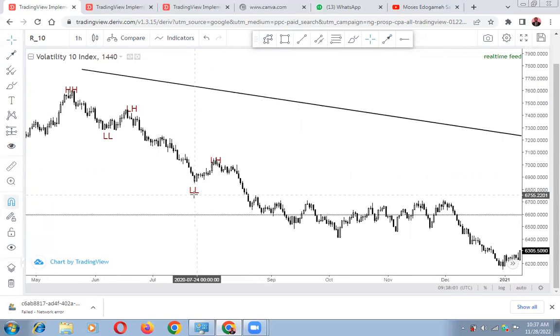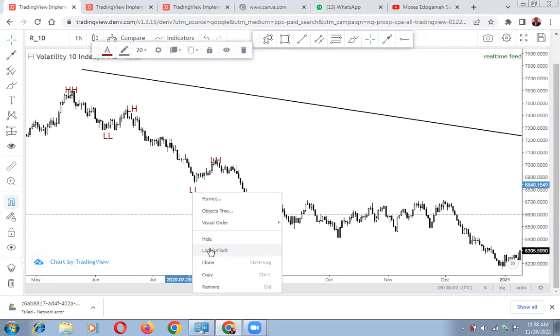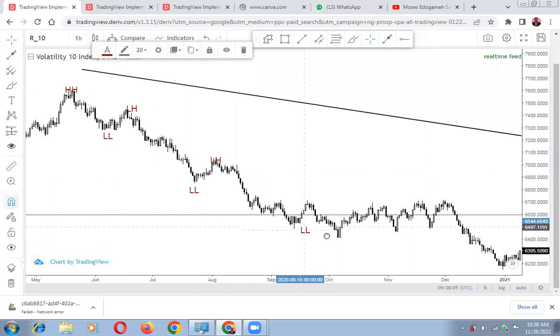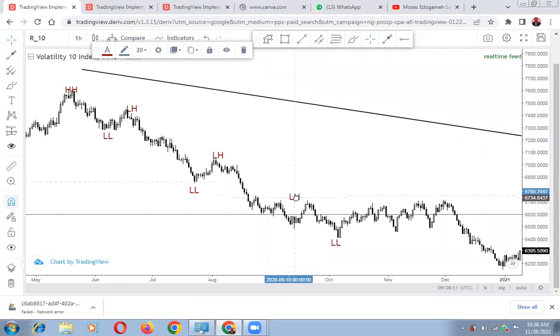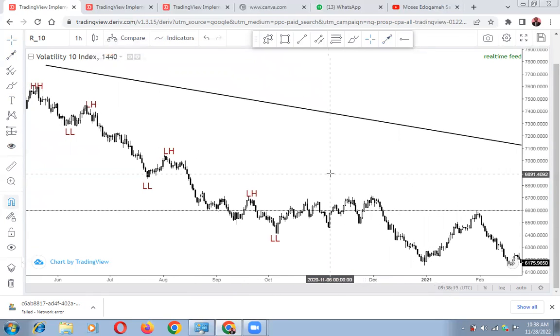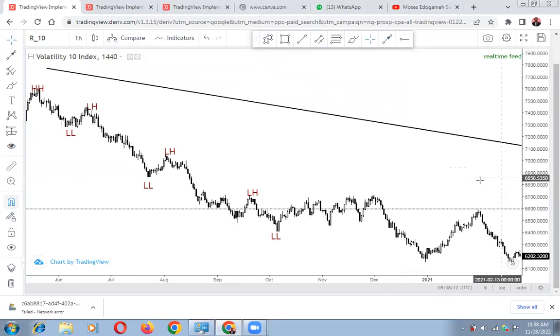And then price came, gave us a lower low. Okay, I'll take this as my lower low. Price came. This is to tell you that this market is bearish. Say more sellers are in the market. So when price goes up, the sellers push price down.